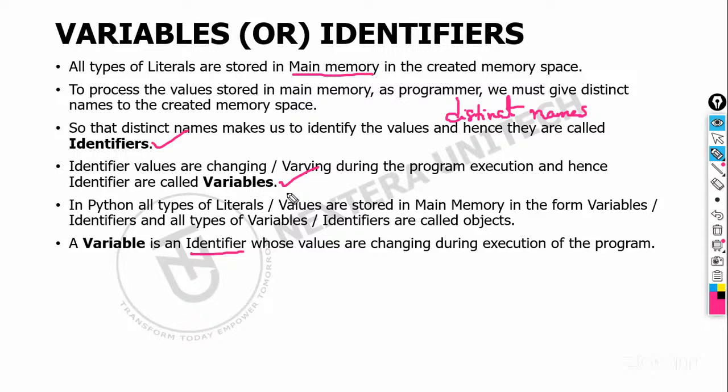Now, for variables or identifiers, there should be some ground rules, right? Obviously, for these names, there should be some rules. Only based on the rules, we can define our variables. So let us go and understand what are the rules that we have as part of creating a variable.